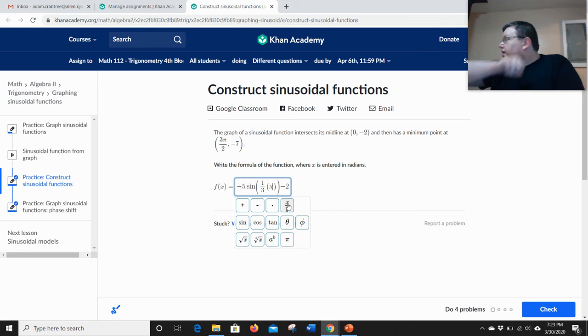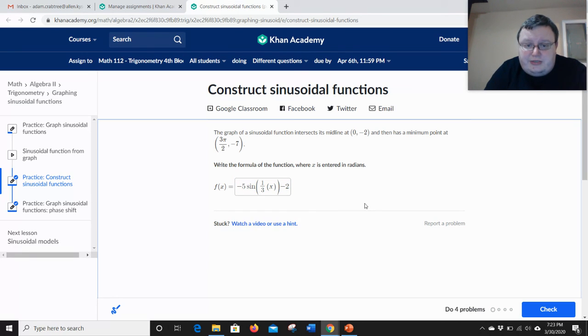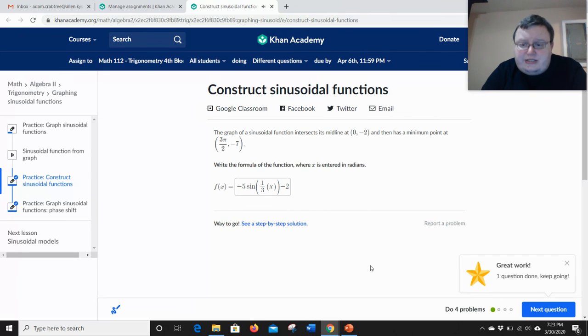Now this one, forgive me, if we look for the phase shift here, we look at the starting point. We look at the X coordinate. The X coordinate of your starting point is 0. So this one's really not been phase shifted at all. So your C value would be 0. So you'd have X minus 0 on the inside there, which is just X. So this is the right answer. We can check it. And it tells us it's the right answer.